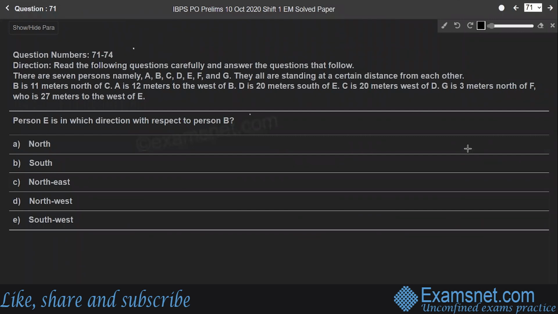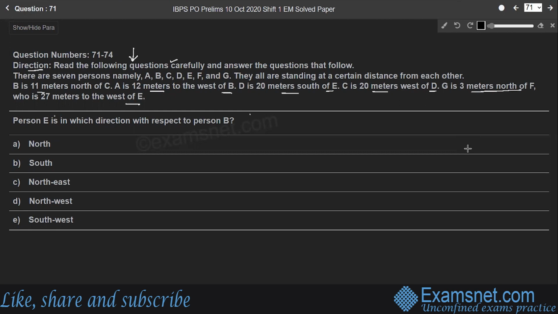Students, questions 71 to 74 are based on the below information. Read the following questions carefully and answer the questions that follow. There are 7 persons, namely A, B, C, D, E, F, and G. They are all standing at a certain distance from each other. B is 11 meters north of C. A is 12 meters to the west of B. D is 20 meters south of E. C is 20 meters west of D. G is 3 meters north of F, who is 27 meters to the west of E.